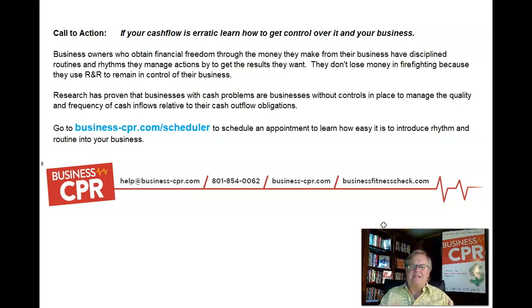Those that make more money have disciplined routines in their business. They've got rhythm to their business. They aren't just bouncing from one problem to the next. In other words, they don't do a lot of firefighting that causes them to waste time and money. They've got discipline incorporated into what they do and how they do it. And that's the concept of routine and rhythm associated with Business Pulse. Research has proven that businesses that have cash problems are businesses without controls in place to ensure that what's happening is what they planned or expected to have happened.